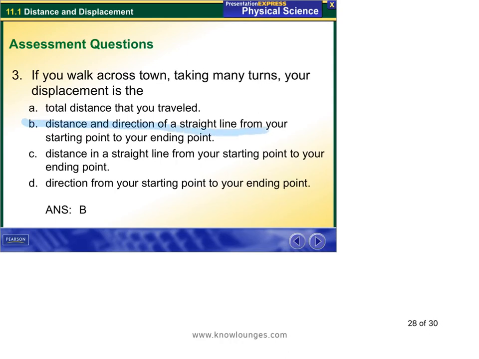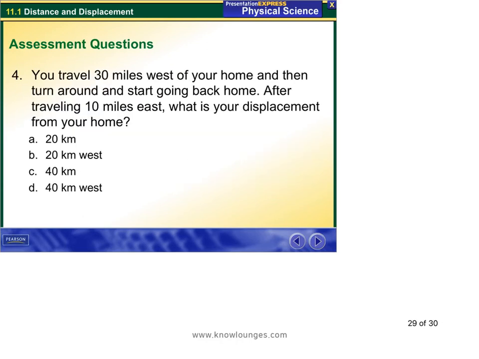We're talking displacement. We must have both distance and direction. So not just distance like on A, not just distance like on C, or not just direction like on D. It has to be both distance and direction, and it has to be in a straight line from your starting point to your ending point. So the other ones are only part of what we need to have a correct displacement.